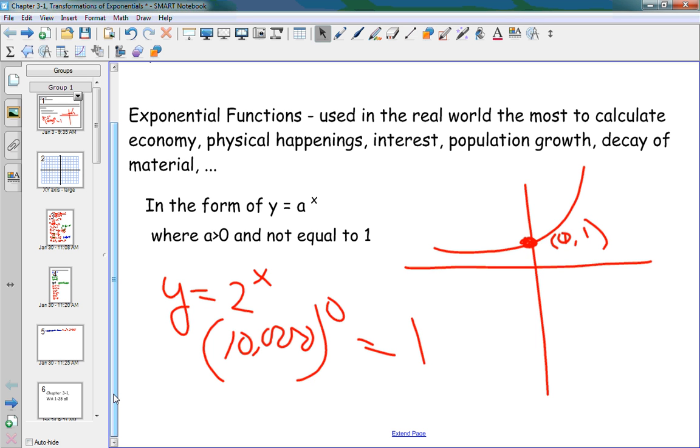If I have 10,000 to the 0 power, what is that outcome always and forever? 1. So what I'm telling you is anything raised to the 0 power is always and forever 1. This is important for you to understand when dealing with exponential functions.